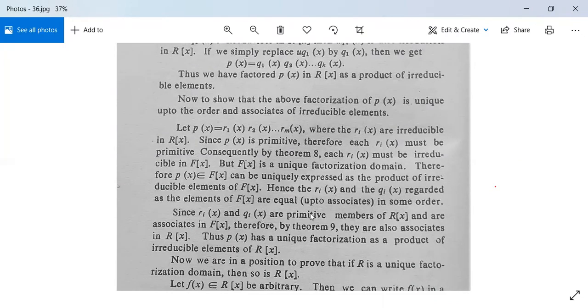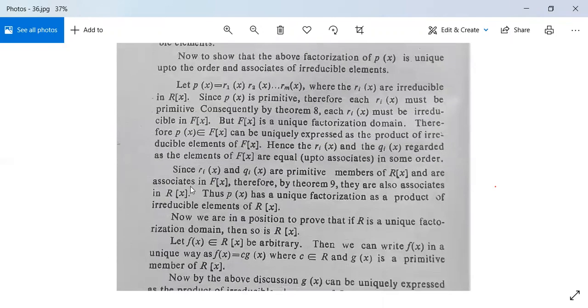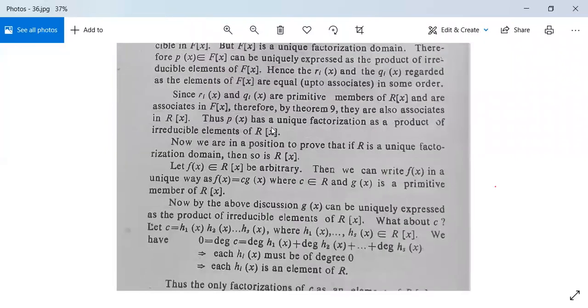Since Ri and Qi are primitive members of R[x] and are associates in F[x], they are also associates in R[x]. It is from our earlier theorem that if two polynomials are associated in F[x], then they will be associated in R[x]. Thus, P(x) has a unique factorization as a product of irreducible elements of R[x].